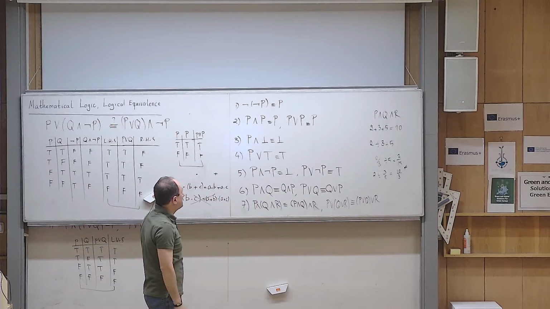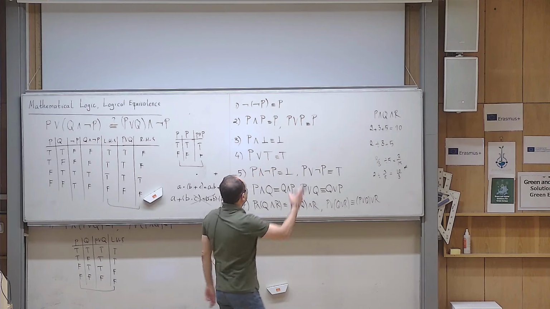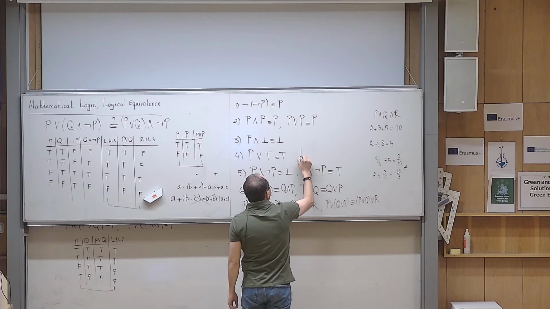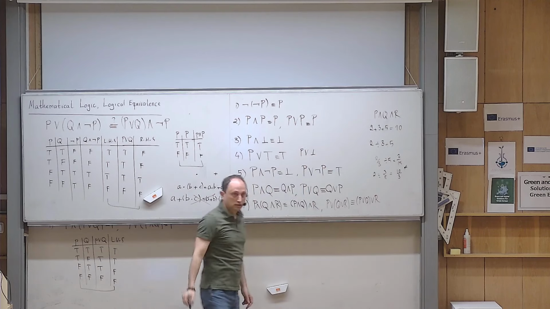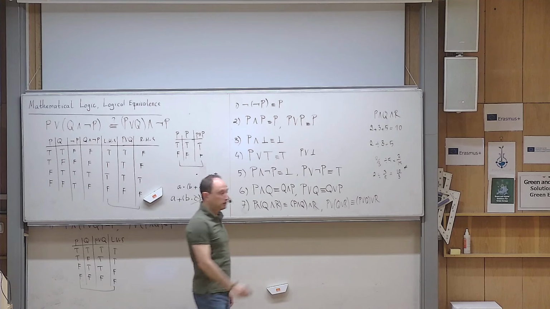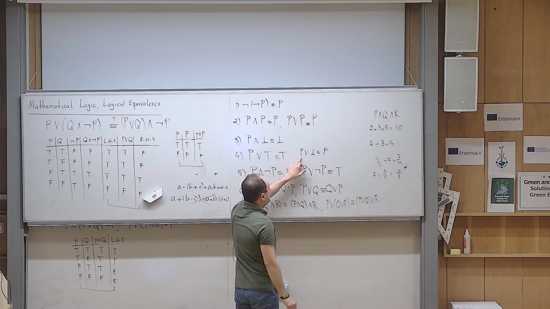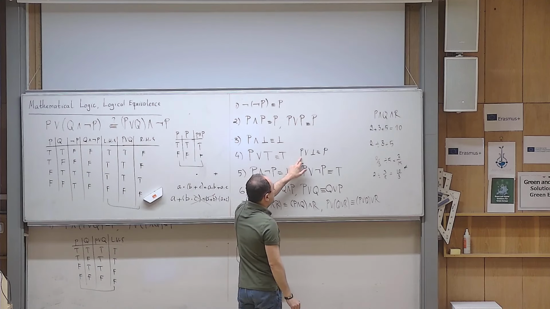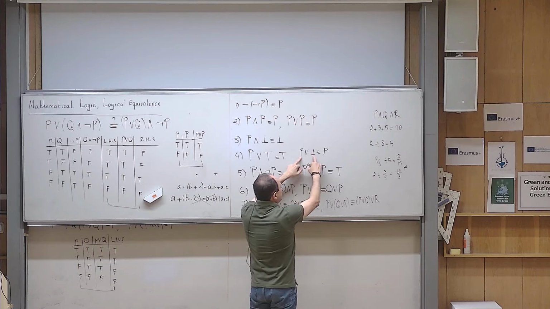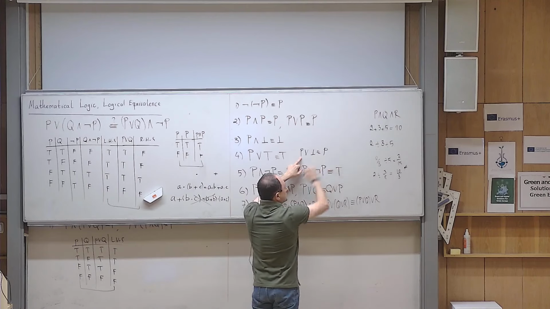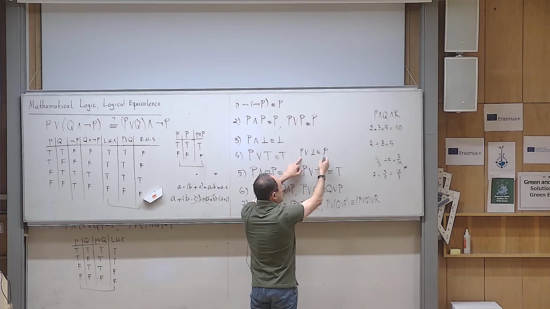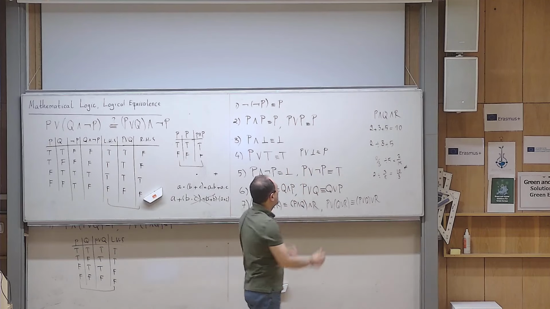Do you agree this is true? Yes, P and a contradiction is always a contradiction. P or a tautology is a tautology. But what can I write here with P or a contradiction? It's always P. Is that understandable? Yes, because if P is true, then true or false is true, which is P. If P is false, false or false is false, which is P again. So I forgot to write them, sorry.